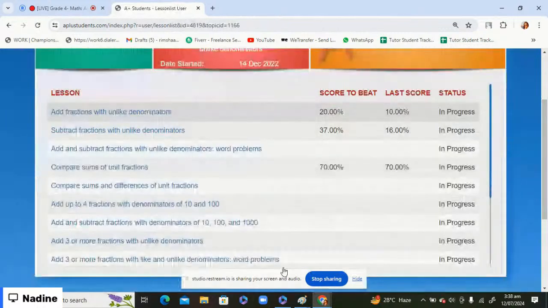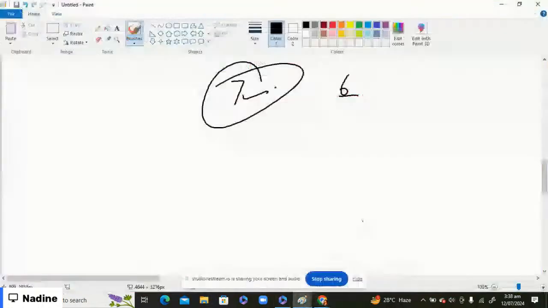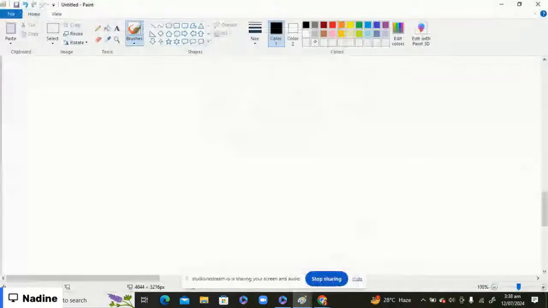This one: add up to 4 fractions with denominators of 10 and 100, or otherwise we just go through these 4 lessons. Okay, let me write some questions here, then we can check it out. For example, I'm going to write 2 by 5 plus 3 by 15. We're just going to add these. Tell me everyone, how to add this one.